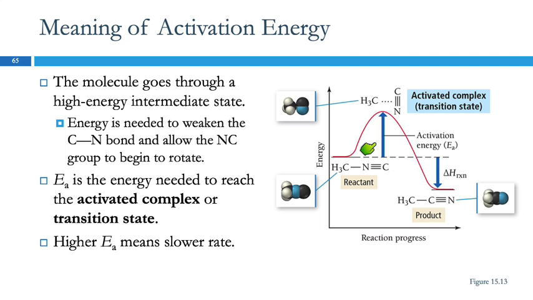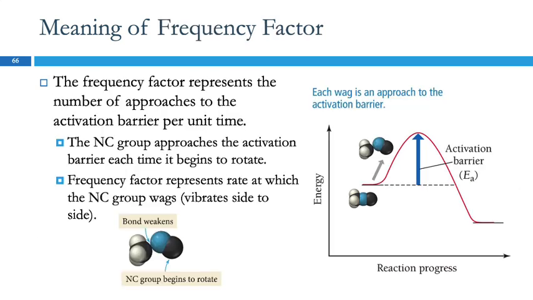If you have a higher activation energy, you're going to have a slower rate because more energy is required at that given temperature to reach this hump. So what's the frequency factor? Well, we said it represents the number of approaches to the activation barrier per unit time.